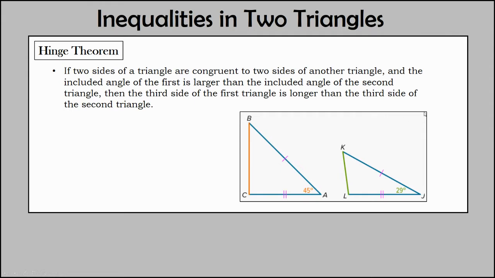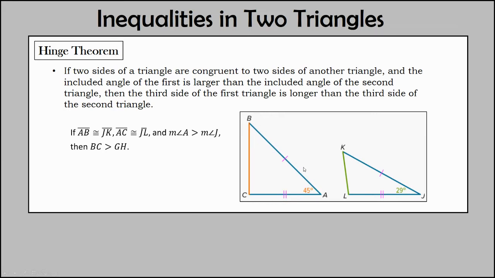Okay, so if you look down here at our example, AB is congruent to JK. You can see the marks through it. AC is congruent to JL. You can see the double mark through it. Angle A is 45 degrees, which is bigger than angle J, which is 29. Okay, so here's my hinge.